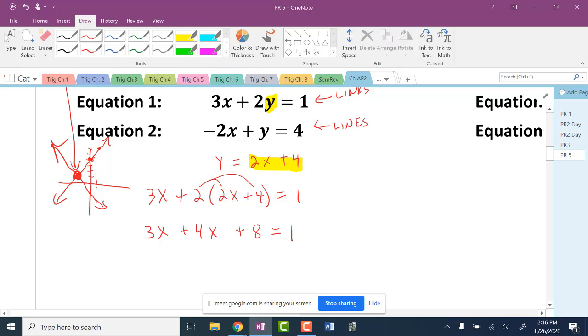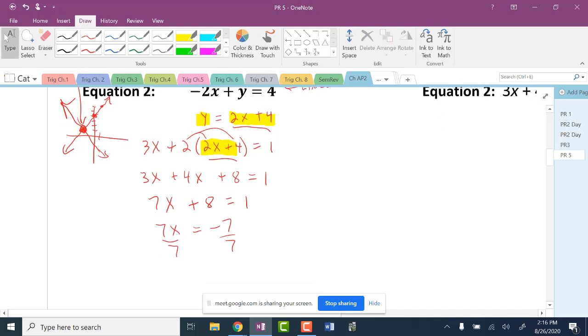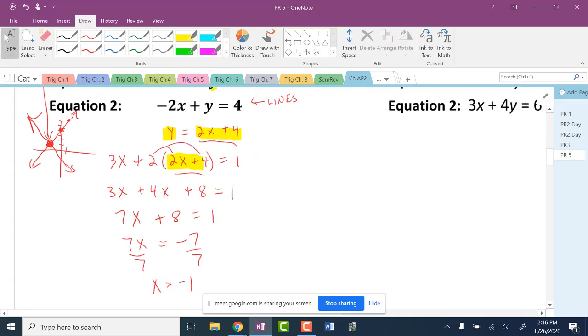Okay, so, not to go over this real quick. 3x plus 2y, but since y equals this, I can substitute it, hence the name substitution. 7x plus 8 equals 1. Remember, you have your note sheets, so you're able to go ahead and follow along. And then x equals -1. E-learning, this is fun.